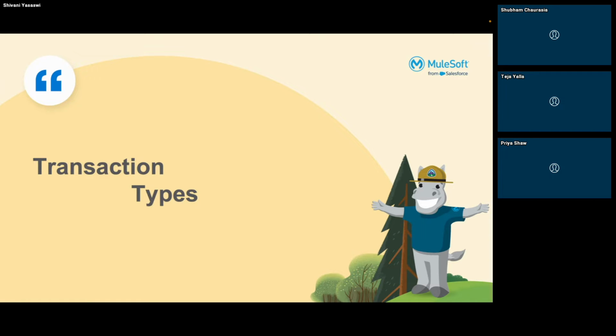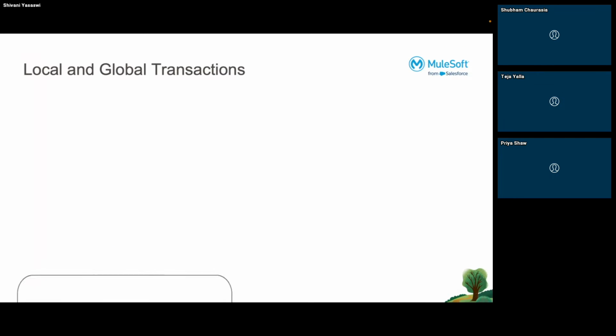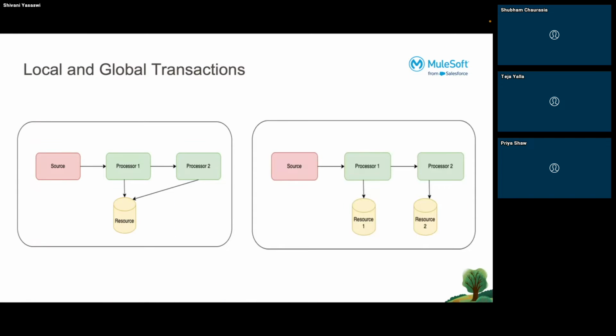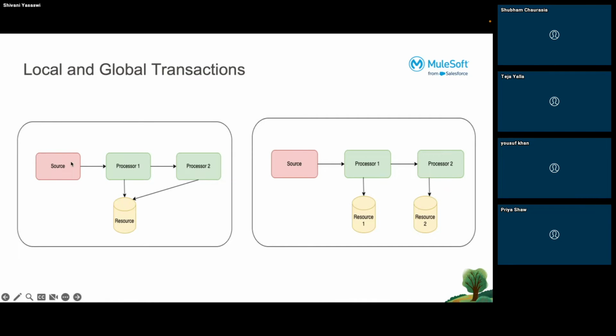So moving ahead, we have transaction types. There are different transaction types. So we have local and we have global transactions. So this is a flow, right? Usually a MuleSoft flow looks like this, wherein you have a source component and you have multiple event processor components that perform a functionality.